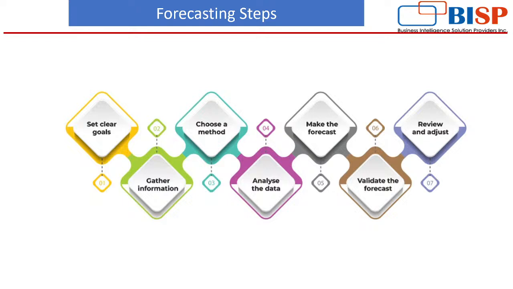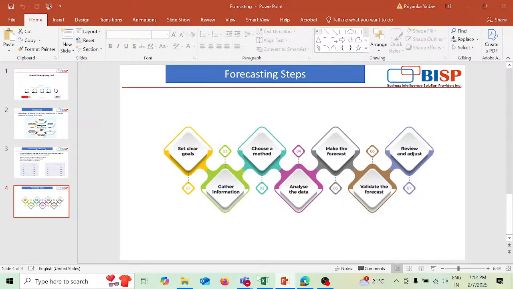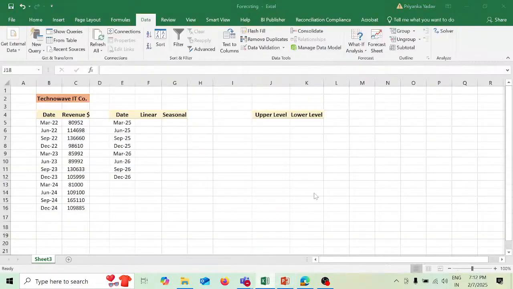So let me show you how to create a precise forecast in Excel. So we'll quickly go to our worksheet over here, as we are carrying on the same example of a mid-size IT firm, Technowave. And here you can see the historical data for 3 years, and this is quarterly sales. This is the actual data available for every quarter starting from 2022 to 2024.